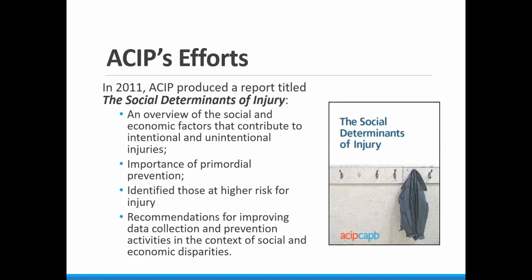One of the core components of ACIP's work is to address the social determinants of injury across the lifespan. And in 2011, we produced a report titled The Social Determinants of Injury. This report provided an overview of the social and economic factors that contribute to both intentional and unintentional injuries. It highlighted the importance of primordial prevention, identified those at higher risk for injury, and concluded with recommendations around data collection and prevention activities in the context of social and economic disparities.